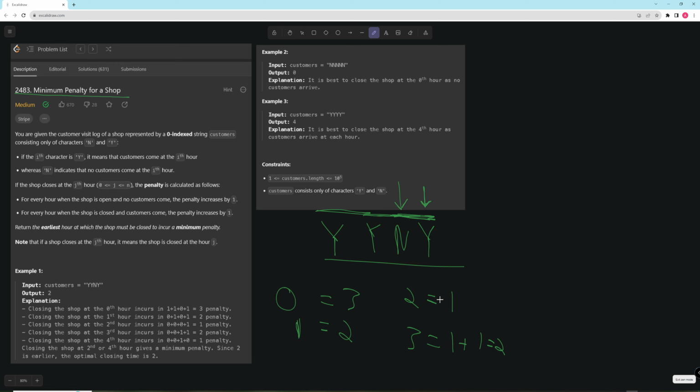And then finally, closing at hour 4 means it was open the whole time. And so you would get a penalty for every time it was open and the customer didn't come, which would be here, which would be 1. And so for 2 and 1, our output is the same, but you want to return the earliest number, so it's going to be 2. And we are going to go into this more in depth.